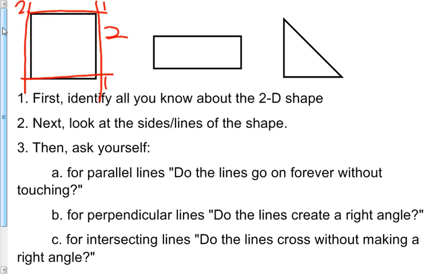Next, we're going to do perpendicular lines. And you can see inside, last year we had right angle squares, and you see 4 right angles. And finally, intersecting lines with obtuse and acute and right angles.